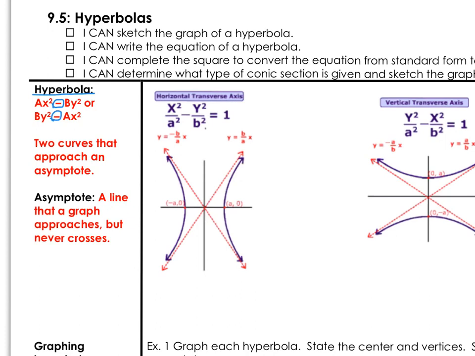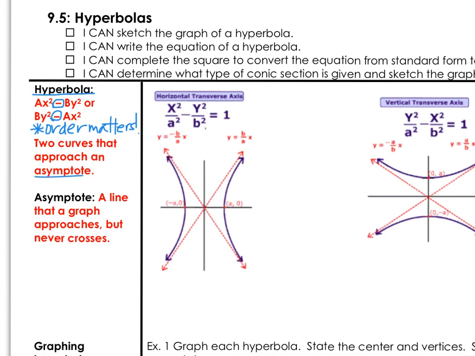Notice you either can have x squared or y squared first. So the unique thing here is that the order does matter. Before, when we had addition, it didn't matter if x squared or y squared was first, but now it does. So order matters. A hyperbola is defined as two curves that approach an asymptote.